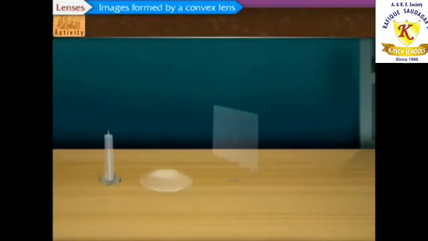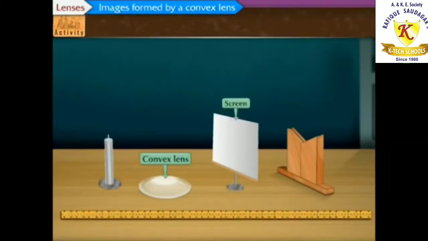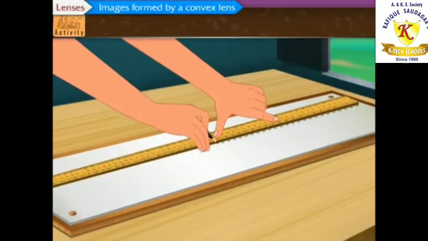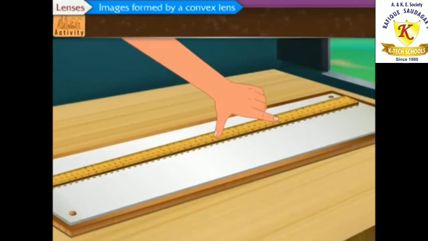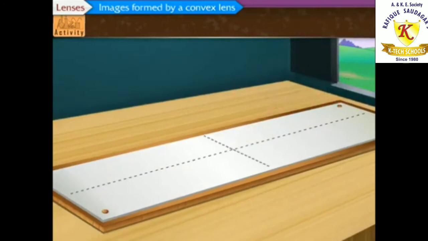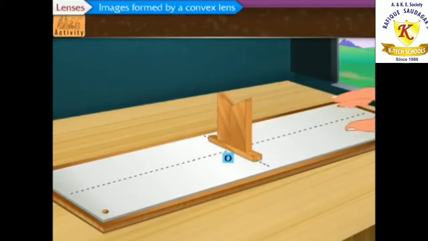Let us perform an activity. We need a convex lens, screen, meter scale, lens stand, candle. Now let's see the procedure. Draw a straight line along the center of the table using a meter scale. Place the lens on the stand at the center point O of the line. Now place a convex lens.